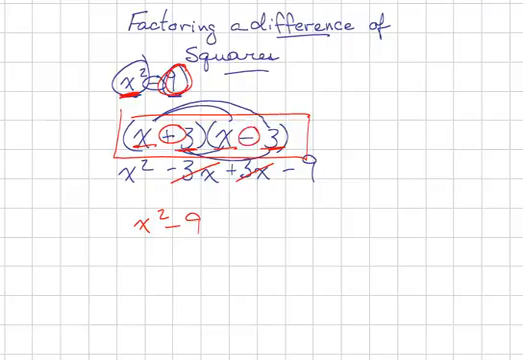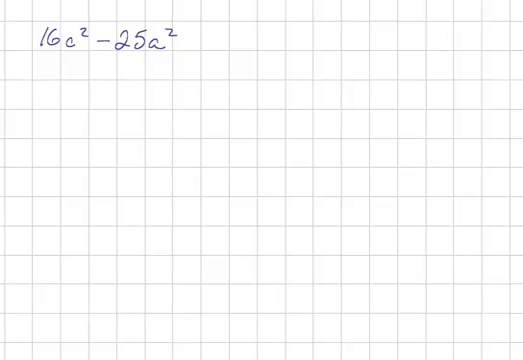So let's take a look at another one. In this case, we've got 16c squared minus 25a squared. 16c squared, perfect square, good. 16 and c squared. 25 and a squared, both of those are perfect squares as well. So we can go straight to the factors. Two sets of brackets. We know they're going to be two binomials.